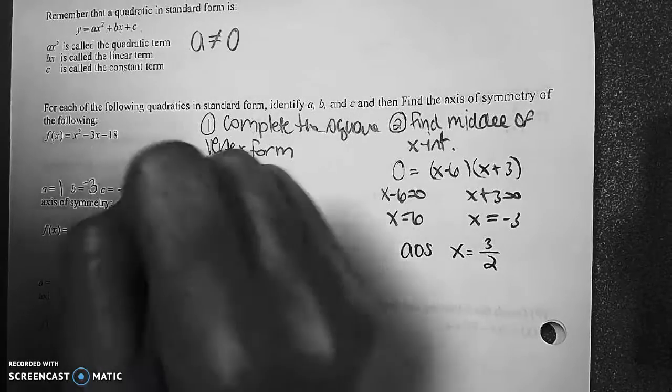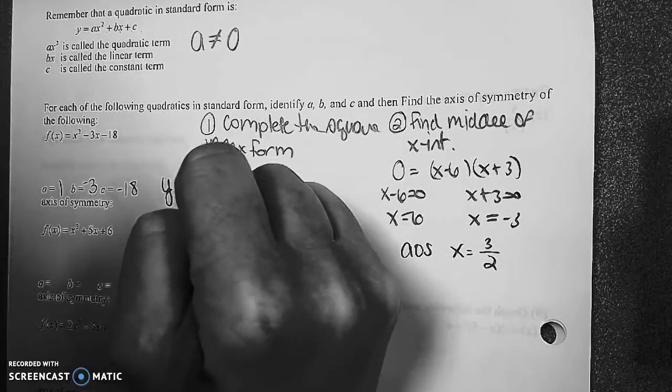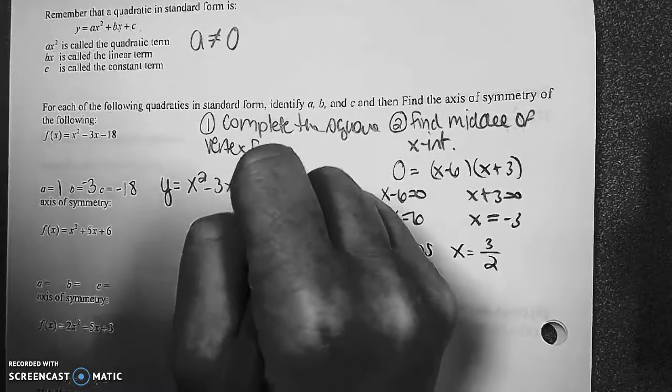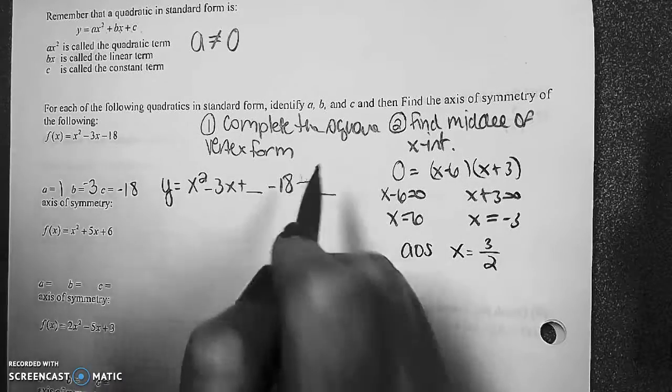Okay, so with that, I could complete the square. I could take y equals, I don't have to worry about factoring here, x squared minus 3x plus a blank minus 18, and I'm going to end up balancing that. So let me erase this plus. Let me do minus a blank.